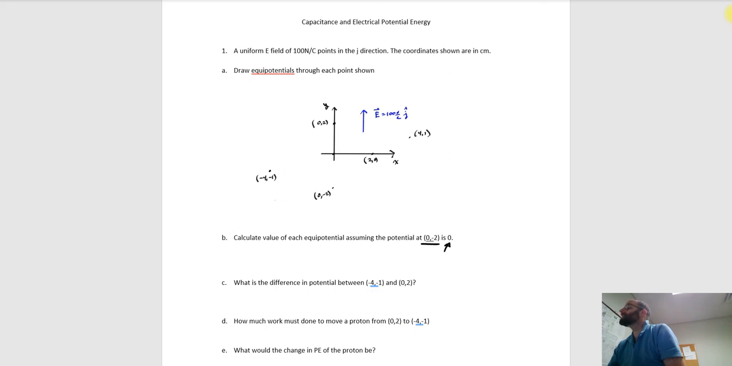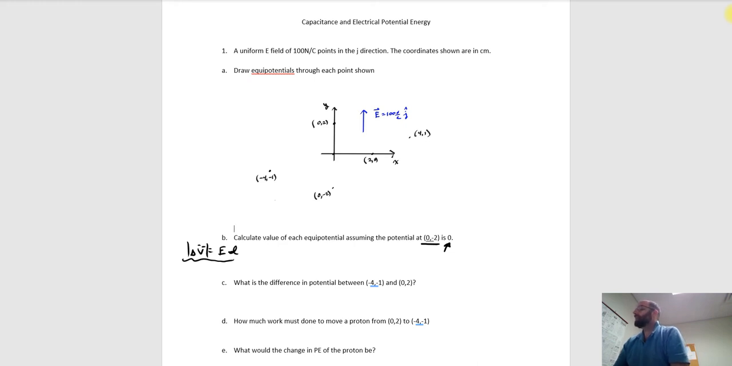All right, next, calculate a value of each potential, assuming that the potential at 0, -2 is 0. So this is just setting a datum. One of those potentials is defined to be a potential of 0. And when you calculate the potential difference, the magnitude of potential difference is field strength times distance. This example has a uniform electric field, so this is as much math as you need to do. Just keep in mind that the distances have to be in the direction of the electric field, or in the opposite direction.